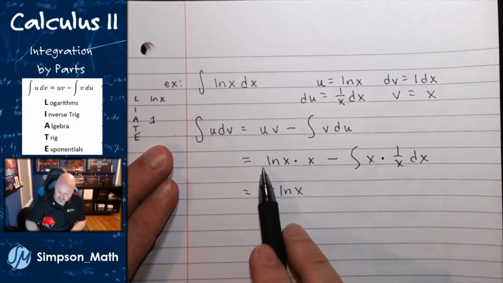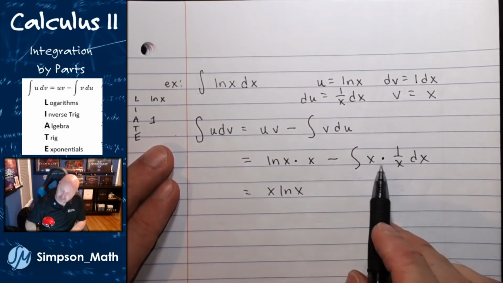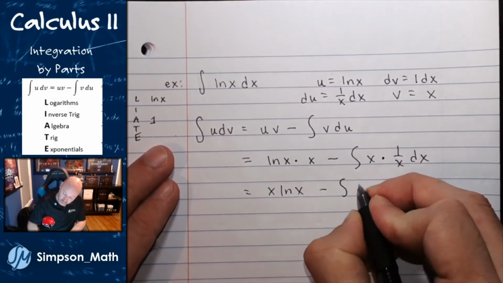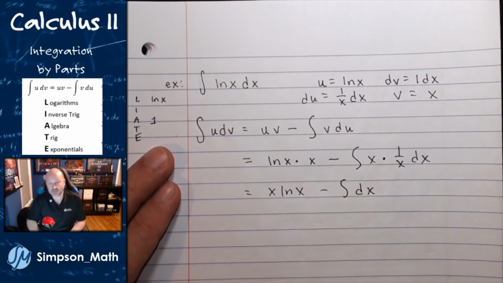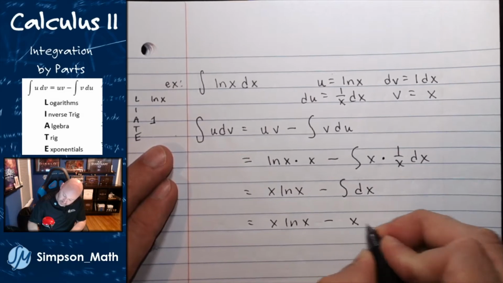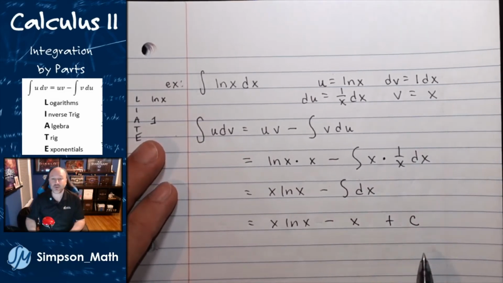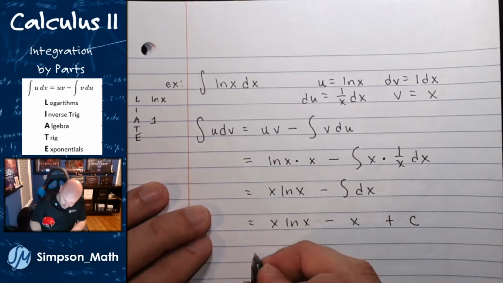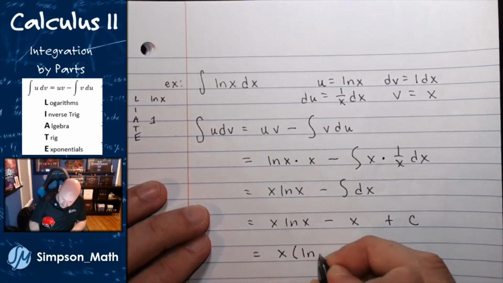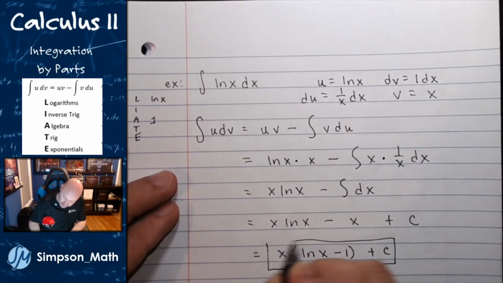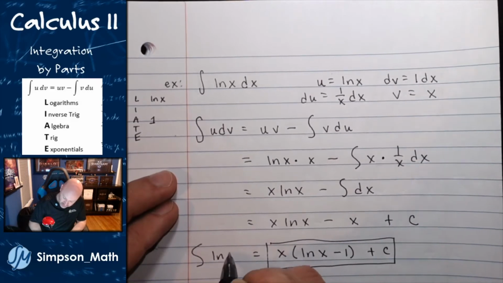I'll call this x ln x. Oh, that's convenient. x divided by x is just 1. So I'm subtracting the integral of 1 dx, which we just said was x. Go ahead and put my constant on there. I guess it's probably smart to factor out that x. And I'm going to box my answer. This is the integral of the natural log of x.